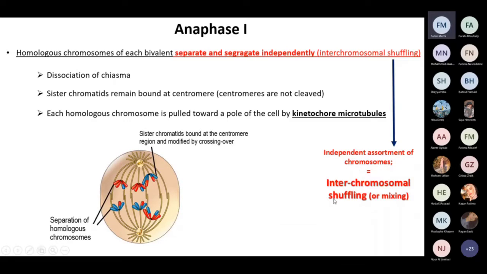Okay, so we have a mixing between the chromosomes. This is the interchromosomal shuffling, or independent assortment of chromosomes. Is it clear?